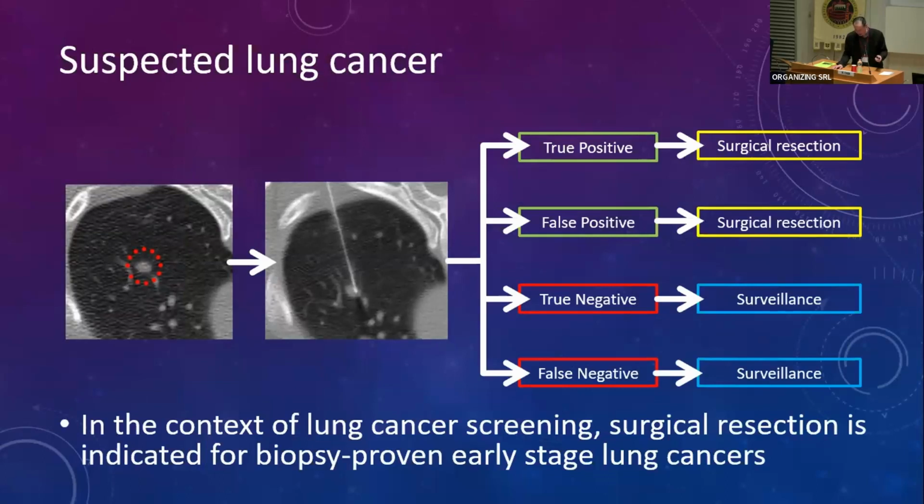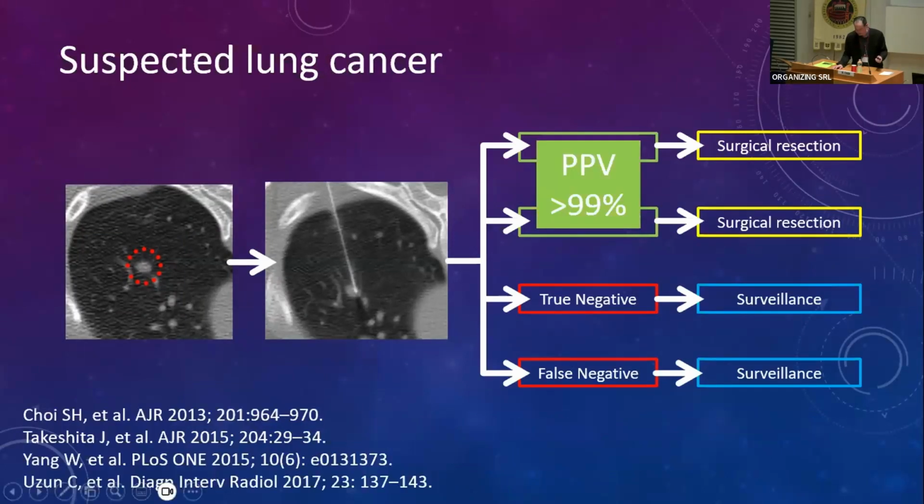In the context of lung cancer screening, surgical resection is indicated for biopsy-proven early-stage cancers. And the reason this system works is because of the very high positive predictive value of lung biopsies, which is greater than 99%. And this has been shown by multiple studies across the decades.